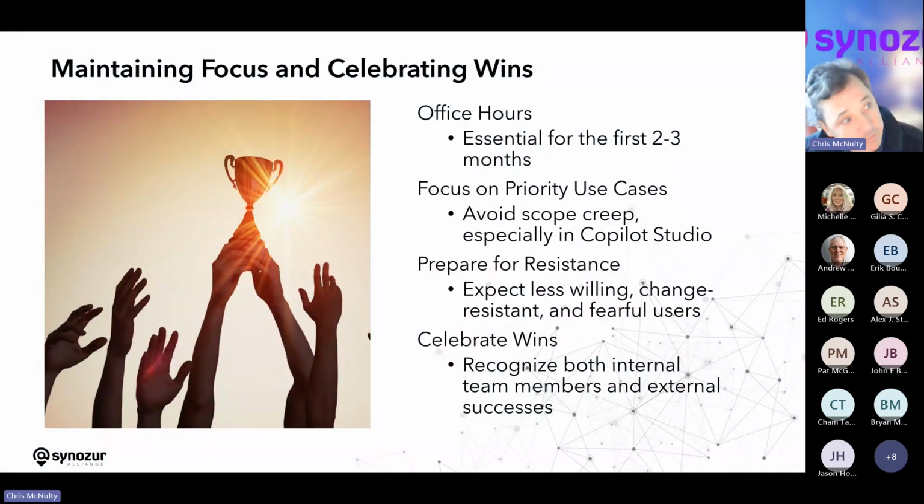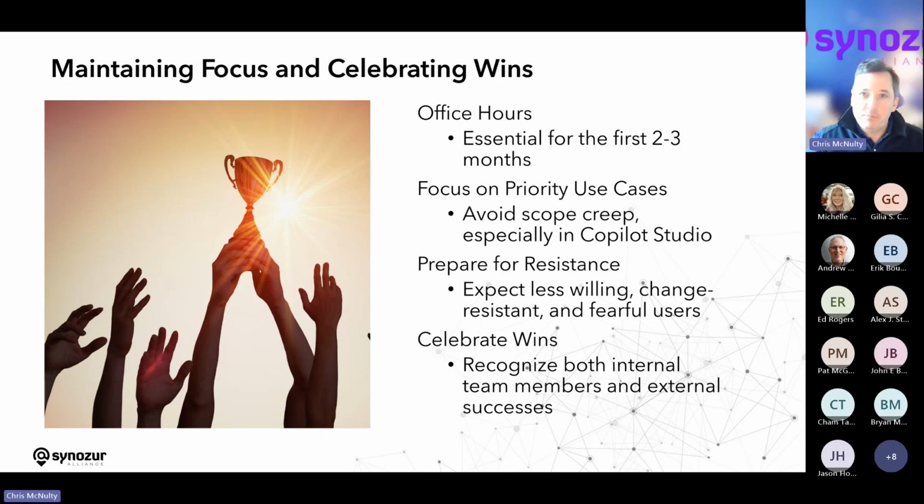Office hours are really important during this because there are going to be a lot of ad hoc questions. People need to know where to go. And again, those use cases, focus on the priority ones, pick the winners. Microsoft keeps coming up with newer and newer things, agents and Copilot Studio, and you're going to get lots of questions. Limit the scope creep.